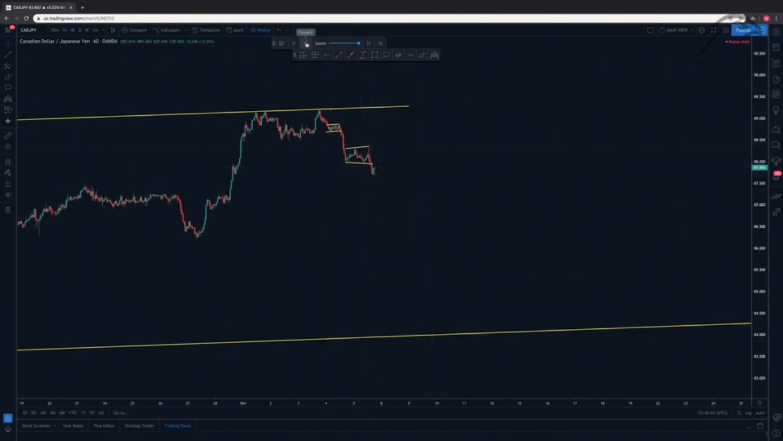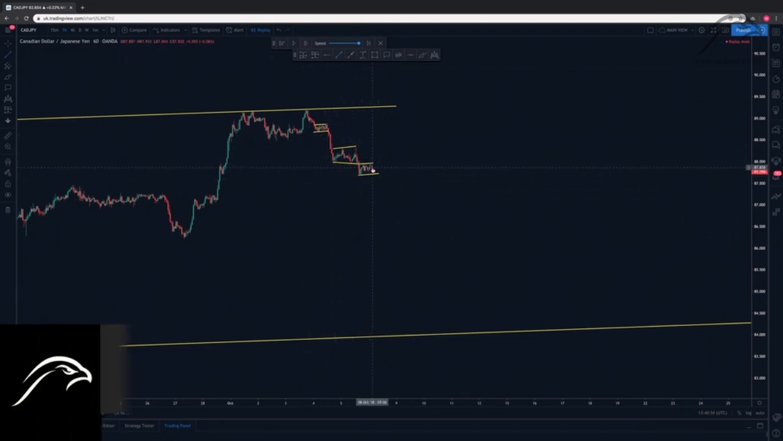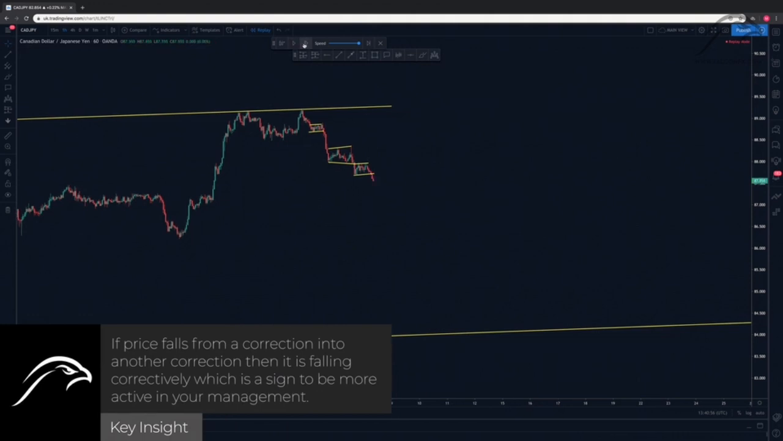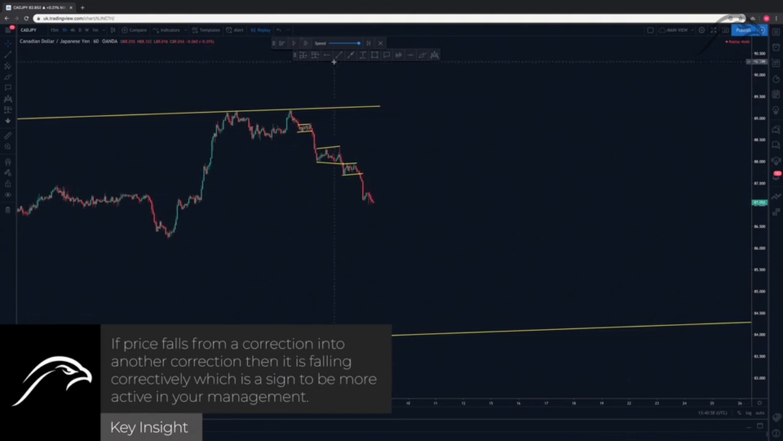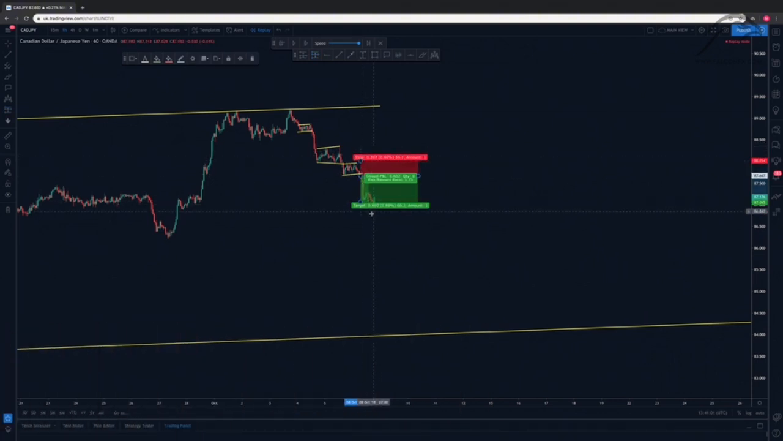Now let's start to play that as well. As you can see, forming another start of a correction, like so, tight flag. Now remember, if something falls from a correction into a correction, it means it's falling correctively, which can sometimes create a larger correction or drop. So you have to be on the ball with your management, which you'll learn more about. So we have our other entry, which is on the break. This one more about 35 pips, and then targeting to the downside.